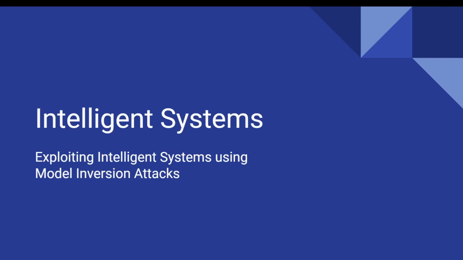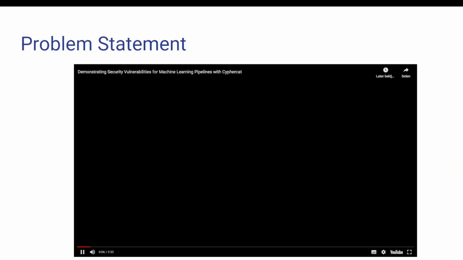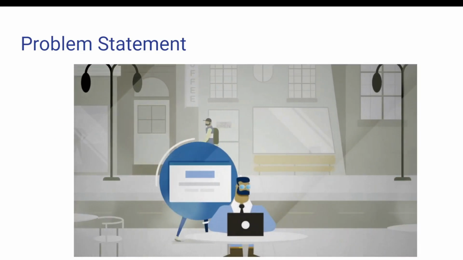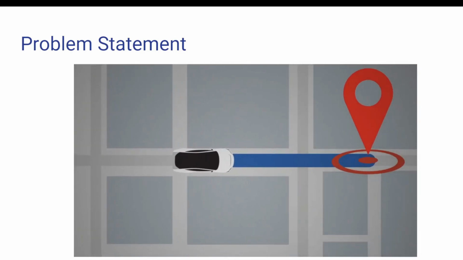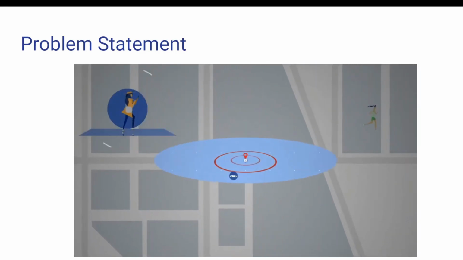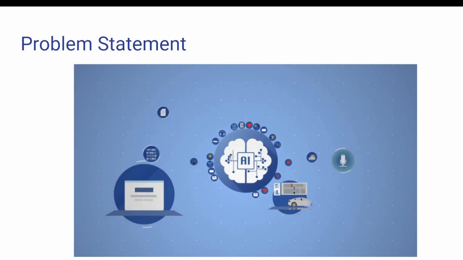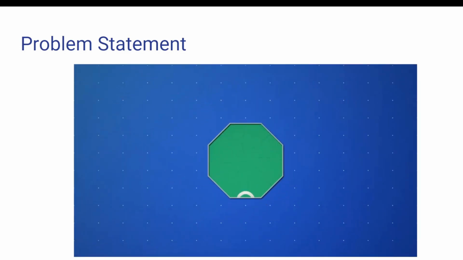In this video we will cover exploiting intelligent systems using model inversion attacks. These are the topics we'll discuss. Artificial intelligence is becoming a big part of our lives, whether we're searching the internet, reading our emails, or getting driving directions. As AI services become more personalized, they need more and more of our data. We share our private data because we expect that it is being used to improve our lives, and that our data is safe and protected.